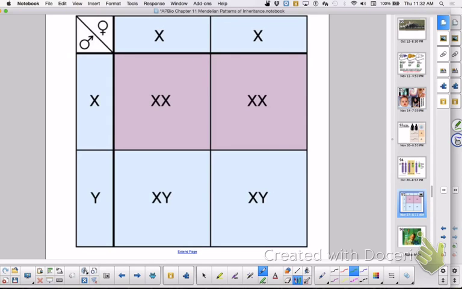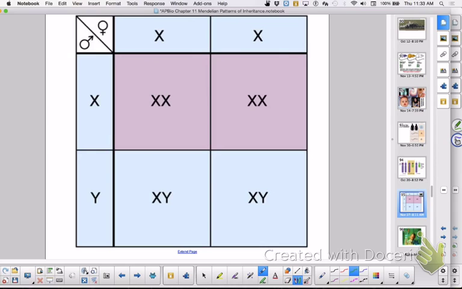Now, what could possibly happen? I want Blue to talk about the daughters and Slate to talk about the sons. What could possibly happen? You guys can talk to each other.